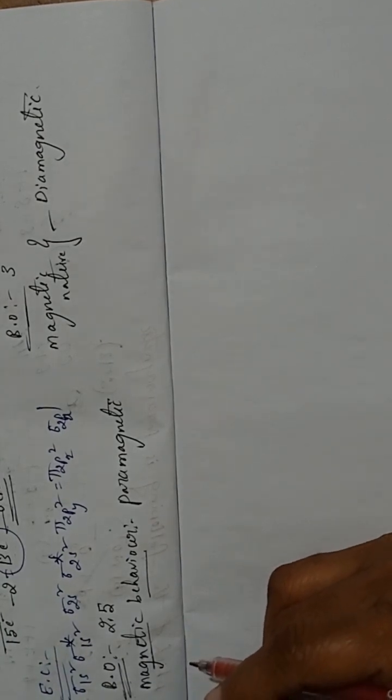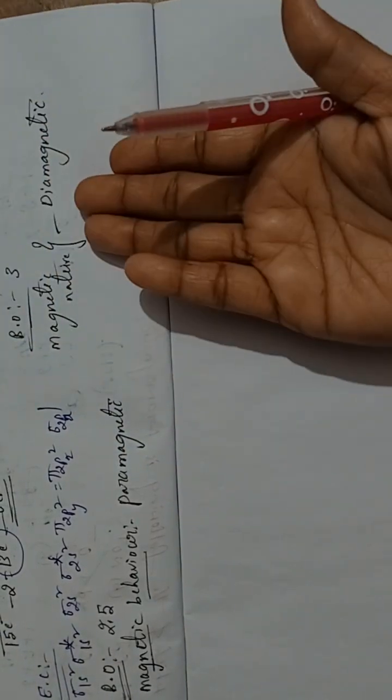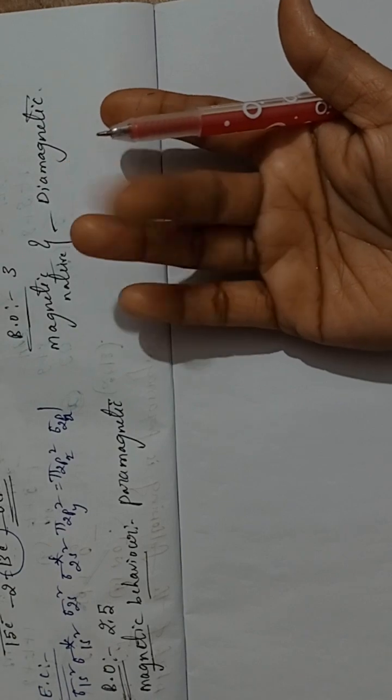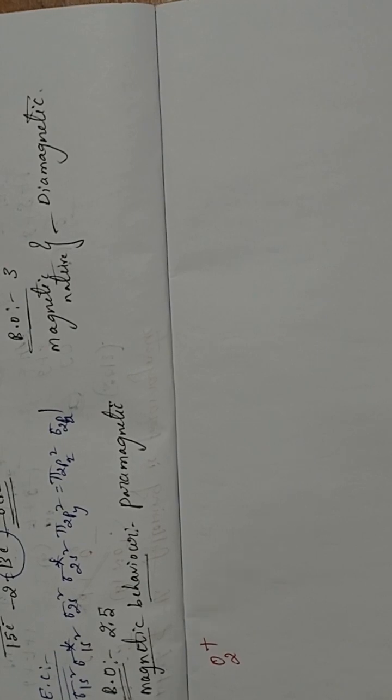Diamagnetic. Now see, students, next example, fifth example. Fifth one, NO plus. NO plus also has the same bond order 3, same thing. I will take another example, students: O2 plus. Now see here, in O2 plus, how many electrons there? First you have to find it. Now calculate, students. In O2 plus, how many electrons?